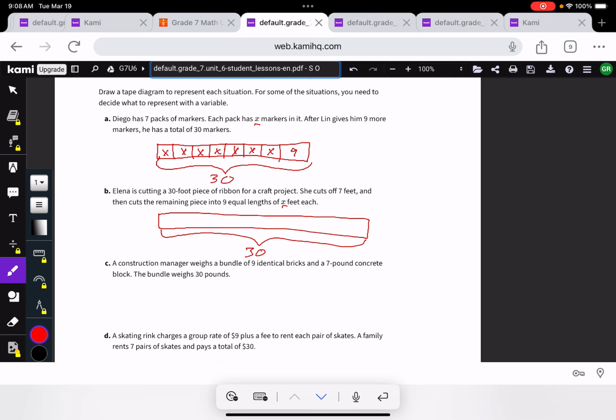Let's look at C. A construction manager weighs a bundle of 9 identical bricks and a 7-pound concrete block. So 9 identical. We don't know what each one is. The bundle weighs 30 pounds. So again, all together, that whole thing is going to be 30, just like B and just like A. 9 identical bricks and 7 pounds. We don't know what each brick is. Believe it or not, C, if you want to hit pause and see if you can figure that out.